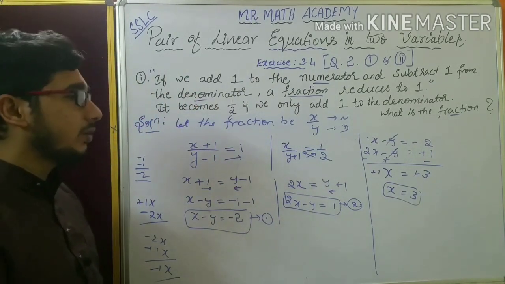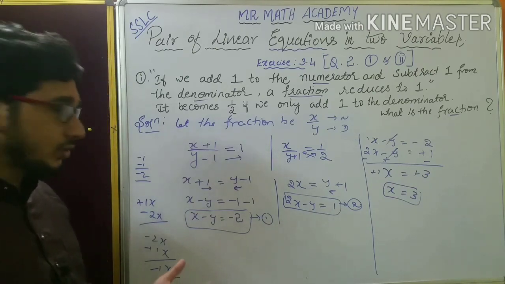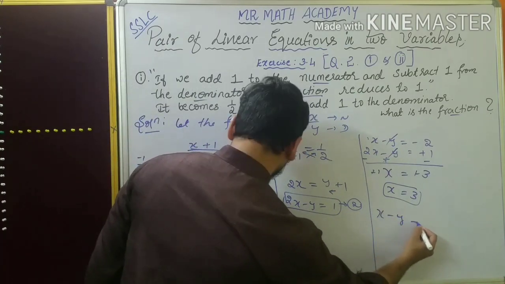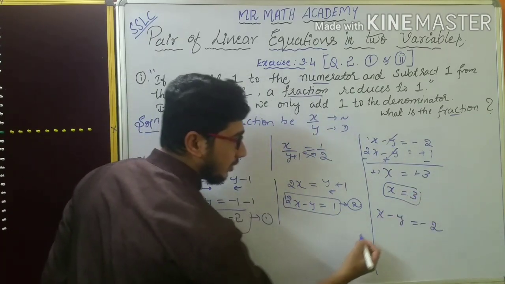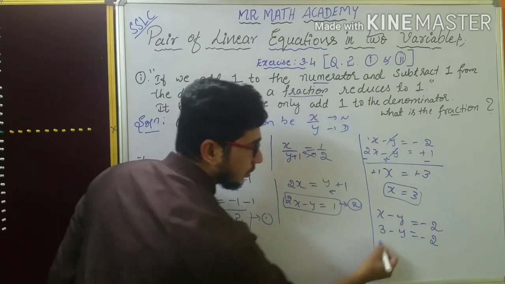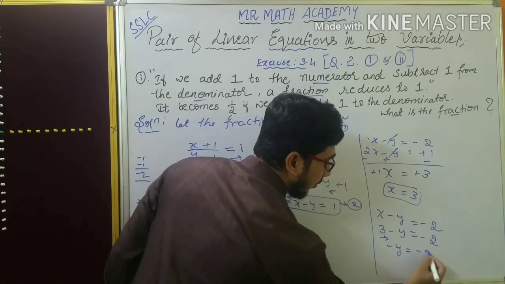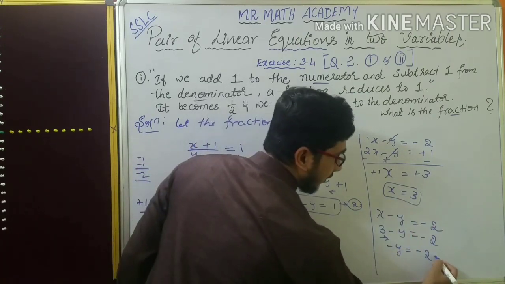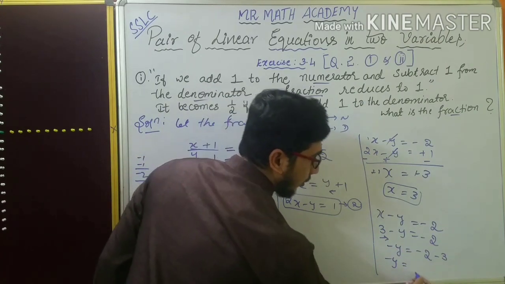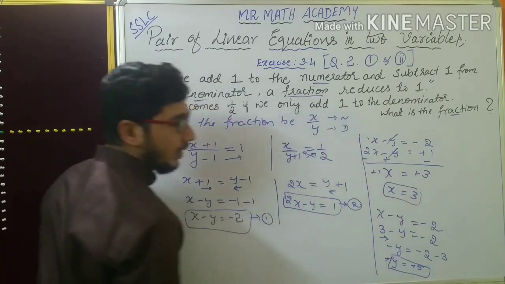Now let us consider any one simple equation so that we can find the value of y also. So I will consider this equation, x minus y is equal to minus 2. So x is how much? X is 3. 3 minus y is equal to minus 2. So send 3 to the RHS, it will become minus. If 3 comes to that side, plus becomes minus. So minus y is equal to totally minus 5. Minus minus will get cancelled. Y is equal to 5.